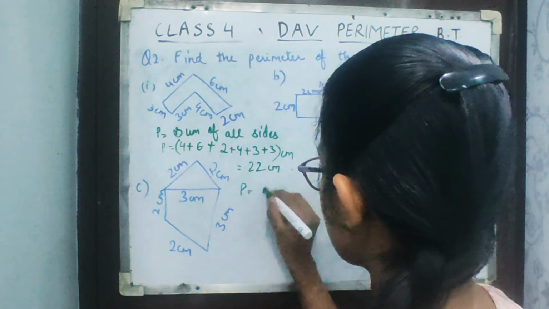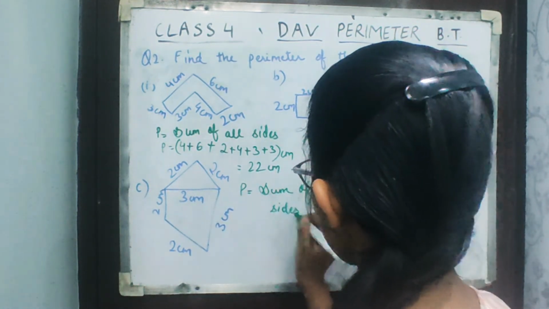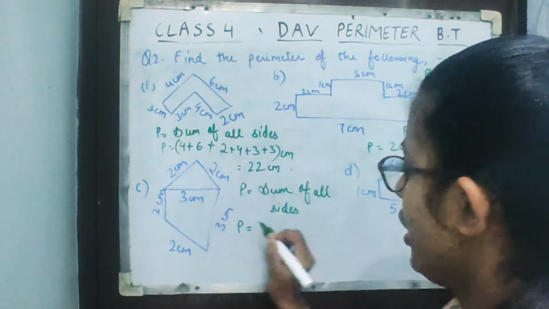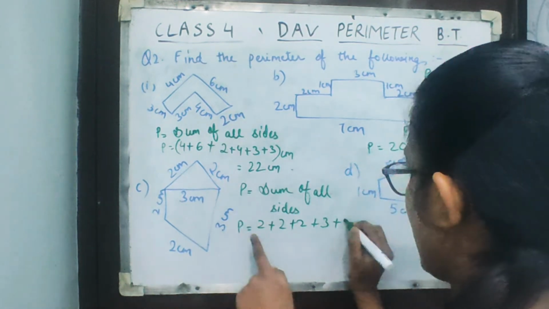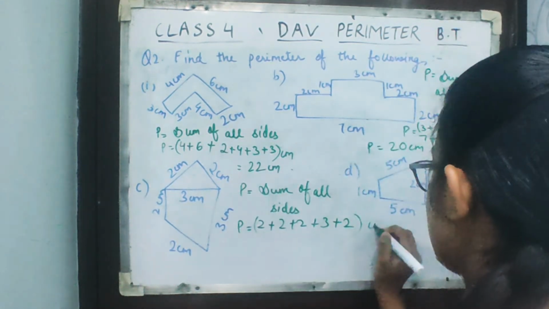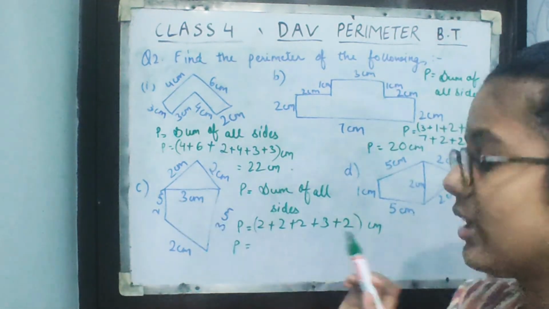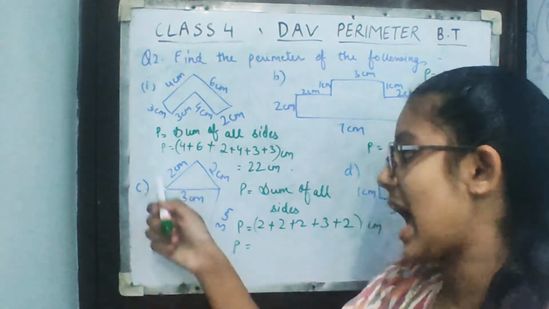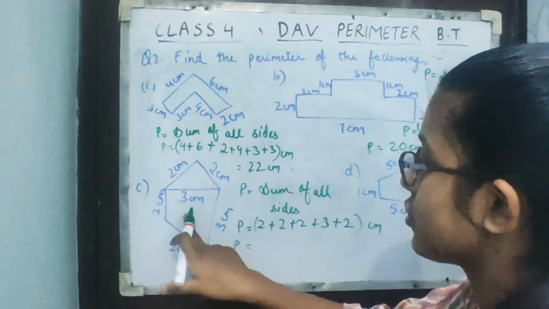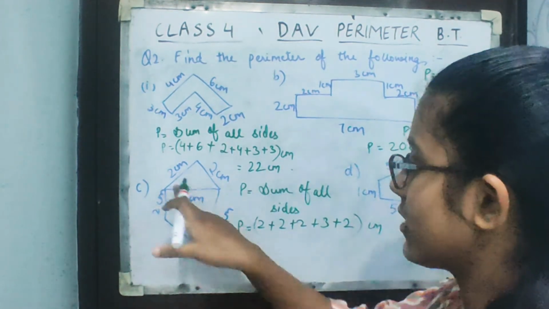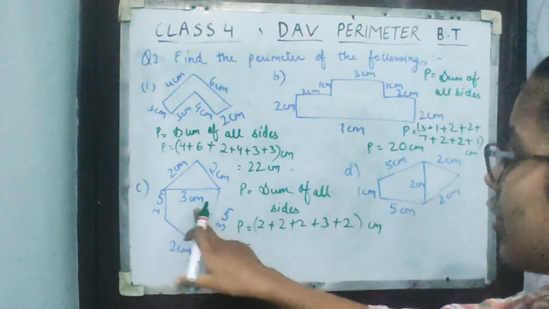So perimeter is equal to the sum of all sides. So perimeter is equal to 2 plus 2 plus 2 plus 3 plus 2. Okay, and centimeter. Now you must have seen one thing that I haven't added this 3. Why? Because perimeter means adding up all the boundaries or borders. But this 3 is not the boundary or the border. This is the inner part, and the inner part doesn't come under perimeter. So we'll not add this 3.